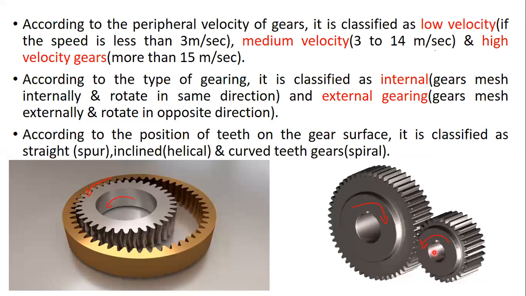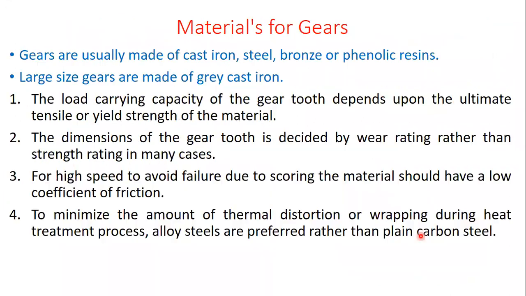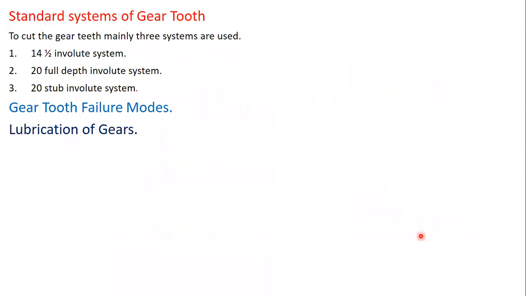As a result of that friction, a lot of heat is generated. To remove that heat, the lubricant is used. And the relative motion between two teeth in contact is a combination of what we call rolling and sliding motion.